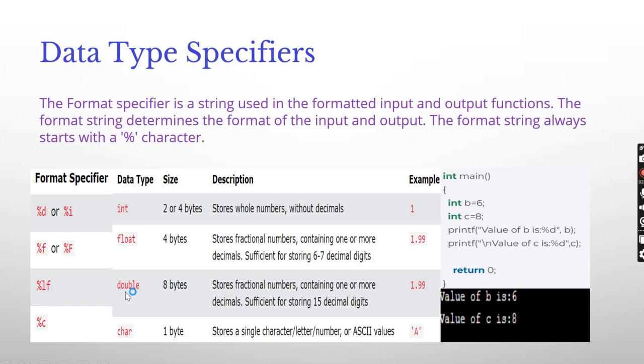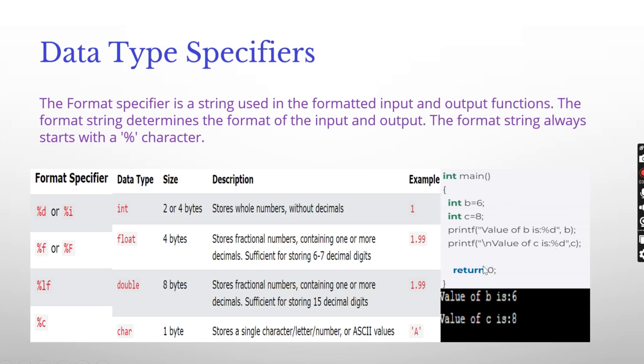Percentage lf, that means double. It means double bytes, like 8 bytes. Stores the fractional numbers containing one or more decimal numbers, but sufficient for storing 15 decimal digits. Then percentage c, that means character, 1 byte is the size of the character, stores the single character, letter or number or any ASCII values. For example, single A.